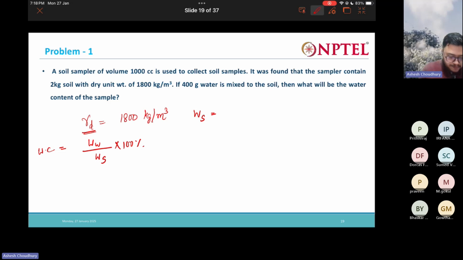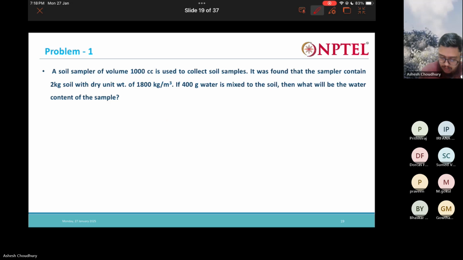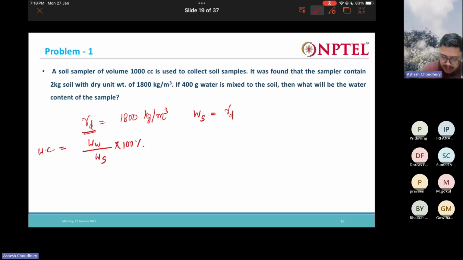So we can write gamma d times the volume, right? Weight of solids is nothing but gamma d times the volume, correct? Now what is gamma d? Gamma d is 1800, and what is the volume? It is 1000 cc, that is 1000 times 10 to the power minus 6, so it will be 1.8 kg, right?